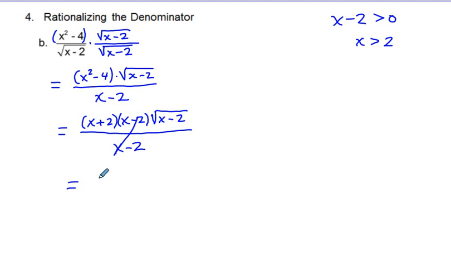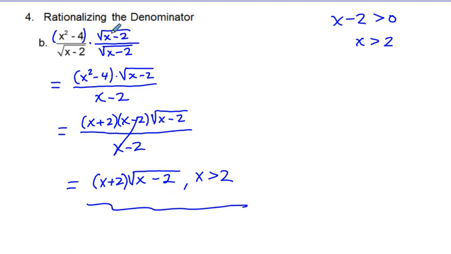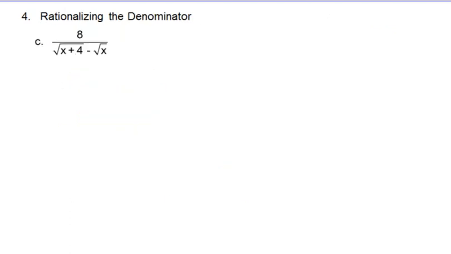So what we're left with is, in the numerator, we have quantity x plus 2 times quantity square root of x minus 2. And we have the condition x has to be greater than 2. So this will be our answer to this rationalization and simplification. Now, C, this is the last one we're going to do.